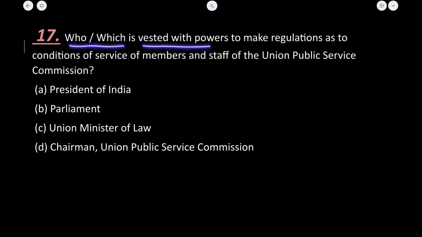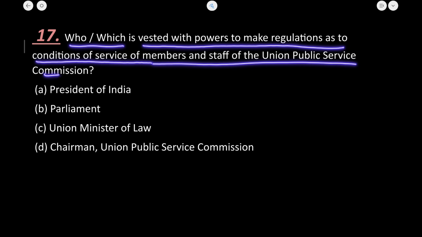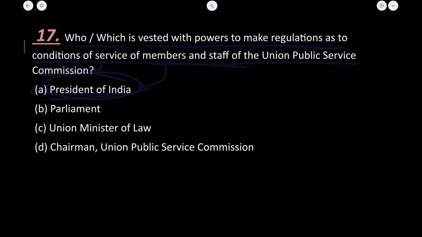Which is vested with the power to make regulations as to the condition of service of the members and staff of the UPSC? This we have studied in the explanation part. The president has the power to make regulations as to the conditions of service of the members of the UPSC.